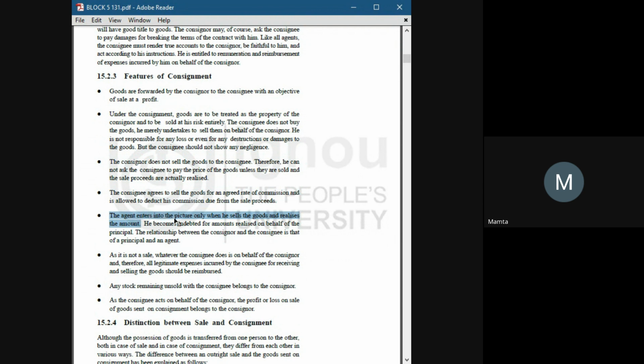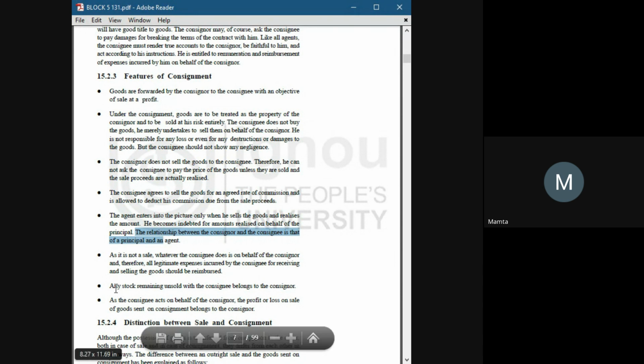The agent enters into the picture only when he sells the goods and realizes the amount. He becomes indebted for the amount realized on behalf of the principal. The relationship between the consigner and consignee is that of principal and agent. Any stock remaining unsold with the consignee belongs to the consigner.